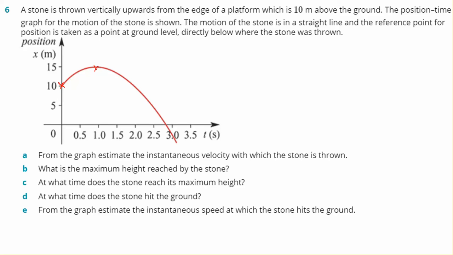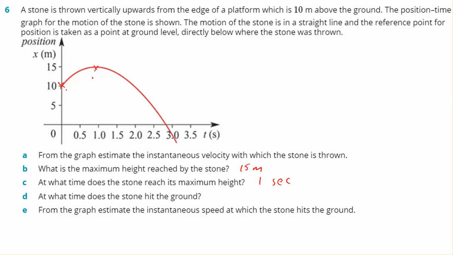You might want to choose the maximum. I'm not going to go over it with you. Just use this point and that point. Find the gradient of those 2 points. What's the maximum height the stone reaches? 15 meters. At what time does the stone reach maximum height? 1 second.